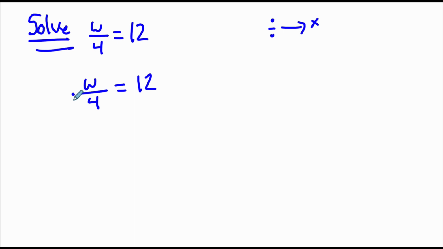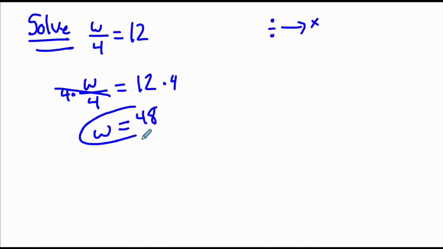The opposite of division is multiplication. Multiplication undoes division, and that cancels out, leaving me with w on this side. Whatever I do to one side, I do to the other. So if I multiply by 4 here, I'm going to multiply by 4 here. And 12 times 4 is 48. And that is the solution to this equation.